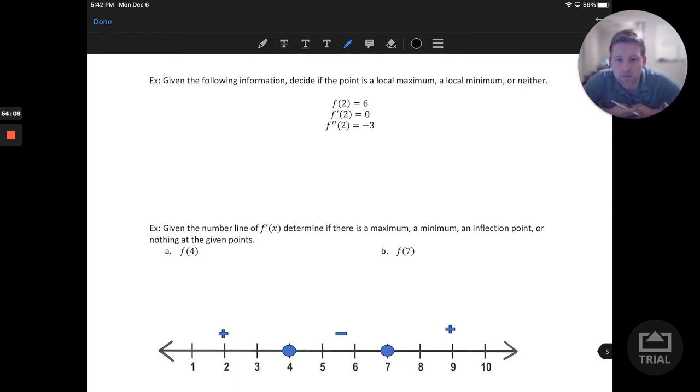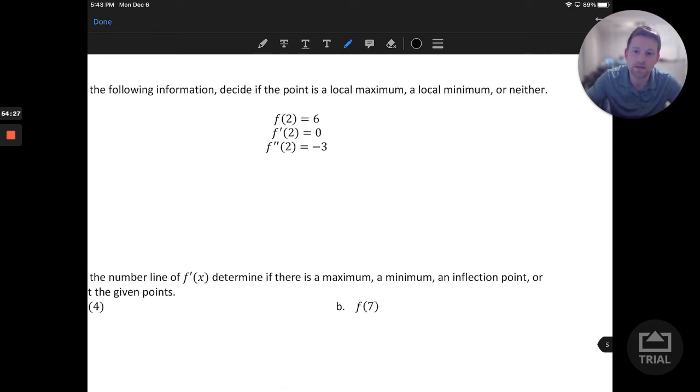So we have a functional value of 6 for an input of 2. The first derivative is equal to 0, and the second derivative is equal to negative 3. So if I wanted to break down here what these mean, well, the functional value is just where the point is. The point is at 2, 6. That's all that tells me, is there's a defined point at 2, 6. The first derivative being equal to 0 tells me that we do have a critical point at 2. So this is a critical point.